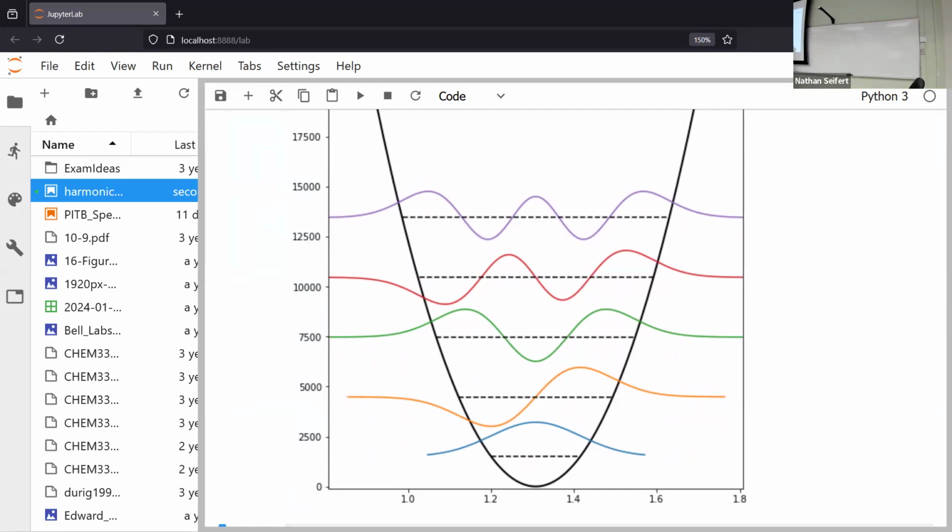And so each of these dashed lines is a different energy level. This is v equals 0 down here, v equals 1, v equals 2, v equals 3, v equals 4. And these are the wave functions plotted on top of them. You can see that within the quadratic potential, our wave functions look a lot like the sinusoidal wave functions we had in our particle in the box. This kind of looks like our n equals 1 wave function, just half a period. This looks like a whole period.